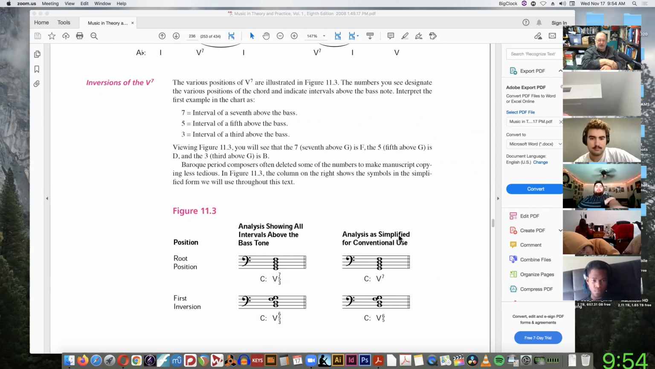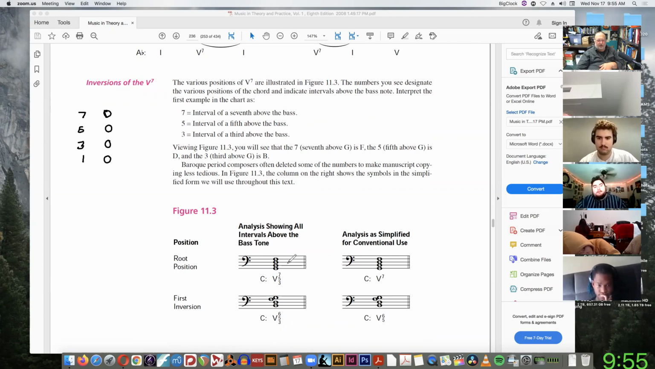Okay. The inversions of the 5, 7. All right. Now we're getting some spices to put on our steak, right? We've got these inversions. So if we have a stack like this, so we got 1, 3, 5, 7, right? And this could be anywhere. These are just graphic representations of the notes, yeah?